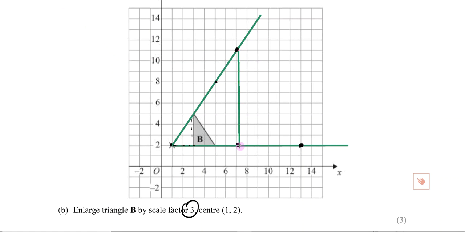So just be careful with the ray line version, because if you are careless with your ruler, it's very easy to go 1 square out and you get something wrong. So just double check by doing the 2, 3, 2, 3, 2, 3. Happens 3 times, if it's a scale factor of 3.